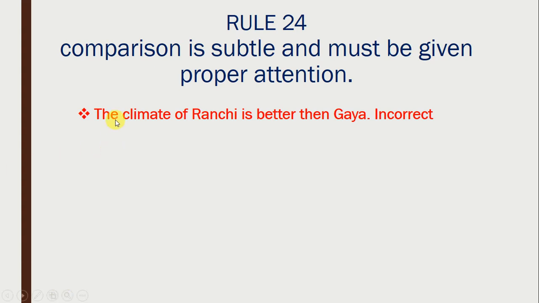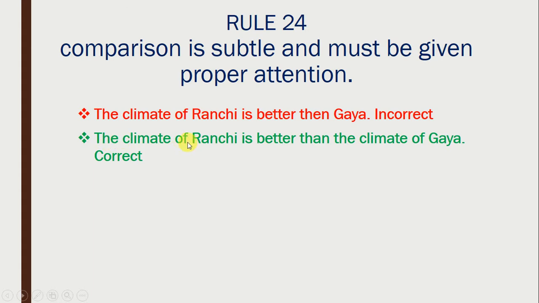So see this example, the climate of Ranchi is better than Gaya. Okay, now see this, we are comparing the climate of Ranchi, right? But what we are saying, the climate of Ranchi is better than Gaya. We are comparing the climate of Ranchi with only Gaya. We are not saying that it is better than the climate of Gaya. Okay, so this statement is wrong because we have to compare what? We have to compare the climate of Ranchi with the climate of Gaya.